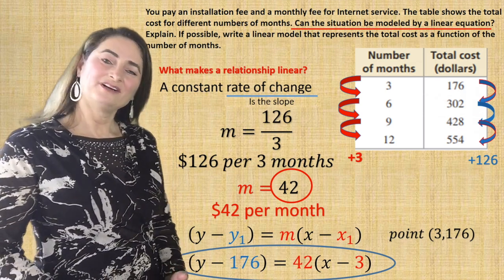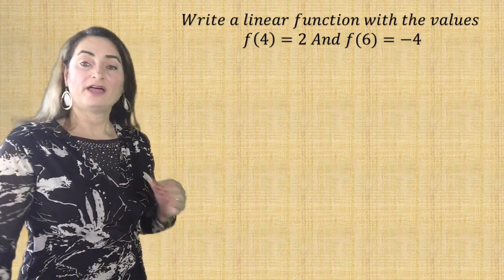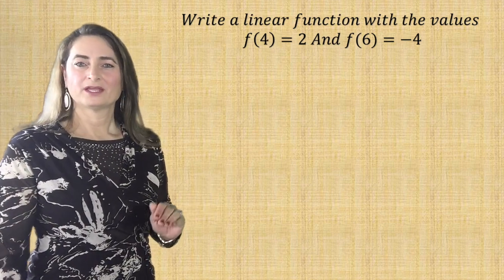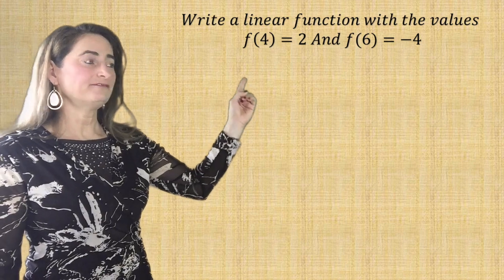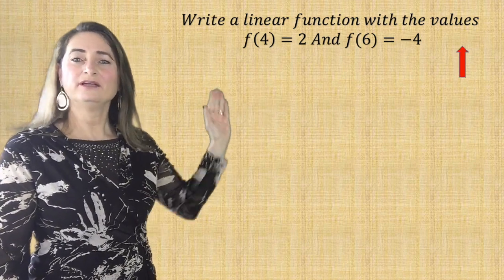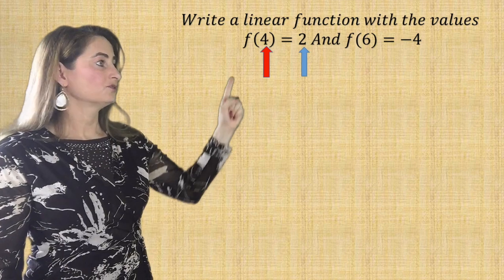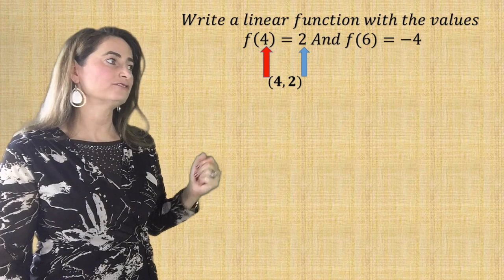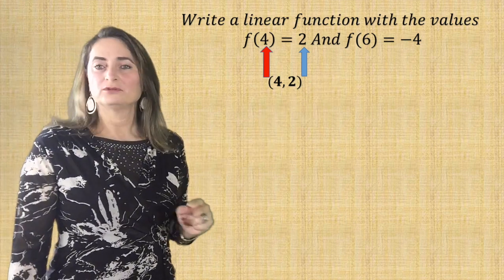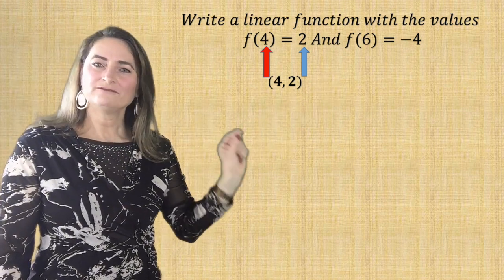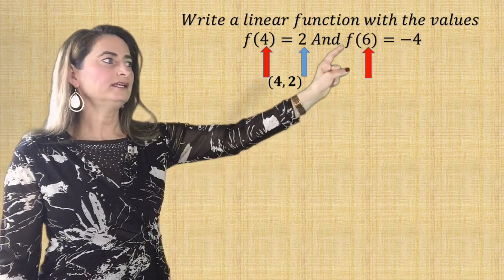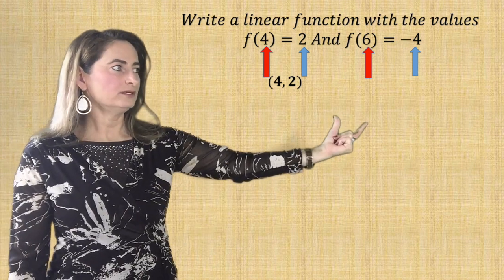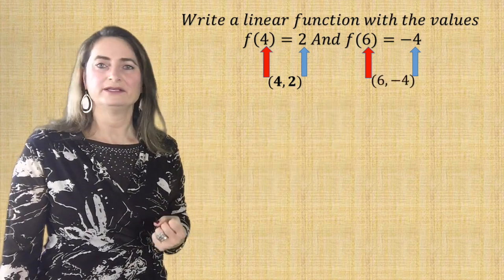Now let's write a linear function with the values of f of 4 equals 2 and f of 6 equal -4. So remember, what's in front of the f in parentheses, that's the x value. And the f of x is the y value. So the 4 is the x and the 2 is the y. I can write it as a coordinate 4, 2. F of 6 equal -4. In parentheses, in front of the f, that's the x. And the f of x is the y, so -4 is y. Write that as a coordinate where x is 6 and y is -4.